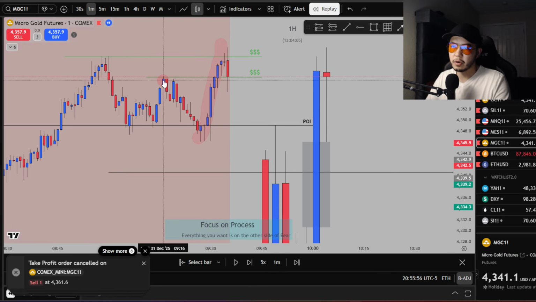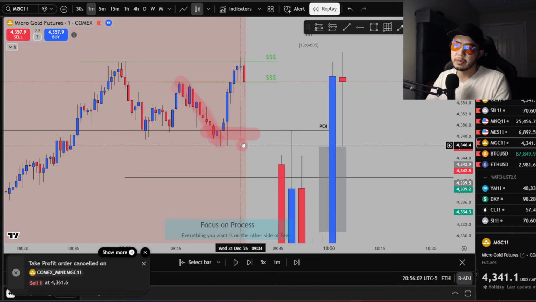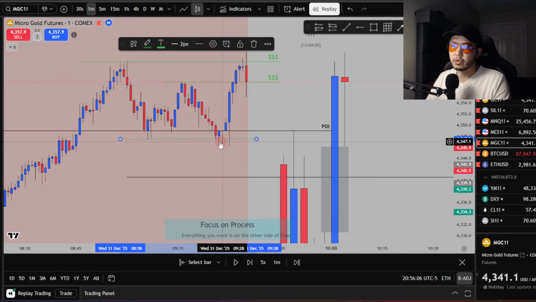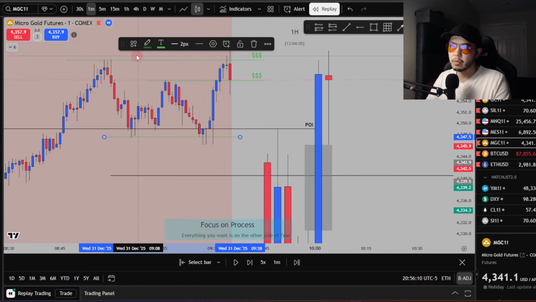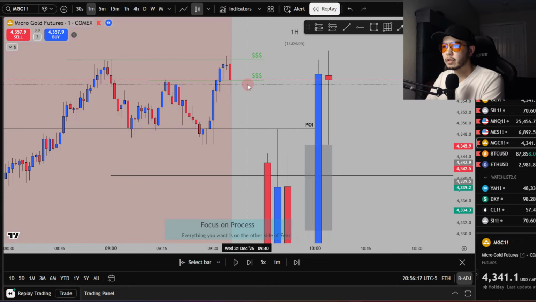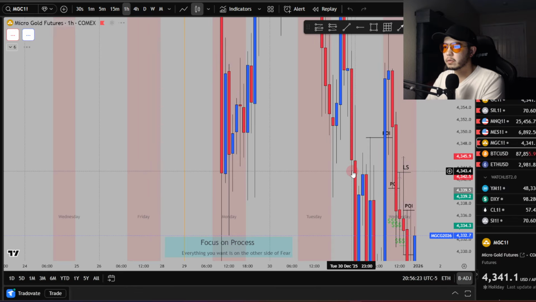This is a very high probability setup because we came cleanly close below the POI. Not only that, we also swept this liquidity. For a liquidity sweep, I usually mark it and just call it LS. So that would have been a trade that you could have taken, but the trade that I took was very similar.